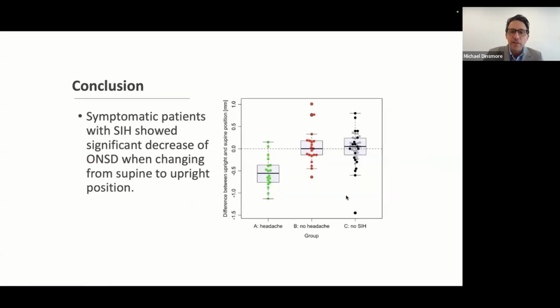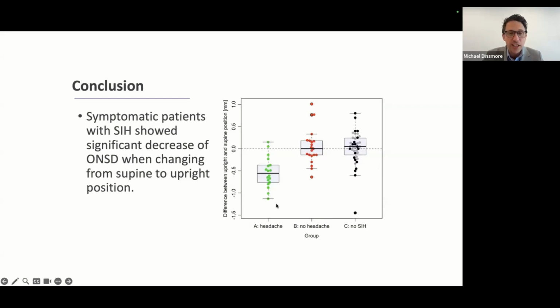And what they showed here, if you look at the black dots on the right, this was just the healthy, normal baseline patients. You can see with change in position, there was zero change in optic nerve sheath diameter as the median. They compared this to the spontaneous intracranial hypotension group that were asymptomatic, so didn't have any headache, and again, you saw no change in the red dots there. So it's very similar to baseline healthy patients.